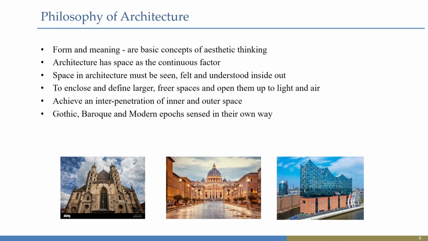So, how inner space extends itself into outer space and how outer space shows itself to be a derivative of inner space. This interpenetration is something that architects keep thinking of very consciously in terms of form and meaning, and therefore create an aesthetic experience. So finally, you can see the Gothic, Baroque and modern epochs. These are the three epochs, and how they dealt with this interpenetration of inside and outside space is something that we can see in these three examples.